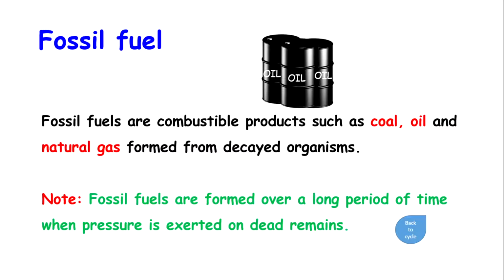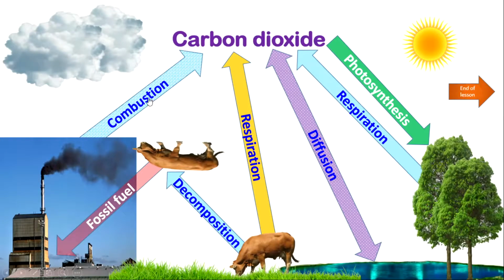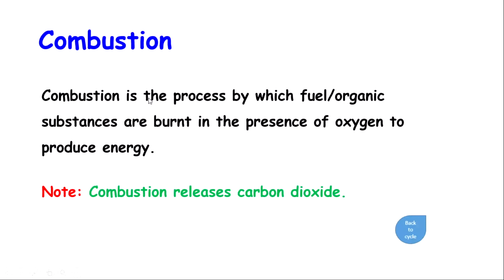So it's very important for us to know that fossil fuel is a very important fuel, but we have to be mindful of its use and how we use it, as it may lead to pollution. But let's jump into combustion first and talk about that. Combustion is a process by which fuel, including fossil fuel, or organic substances are burnt in the presence of oxygen to produce energy. So energy is produced when you combust any form of material. Once fire is caught by any material, it is known as combustion.